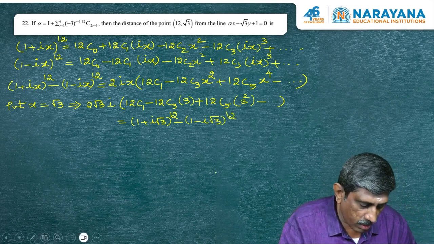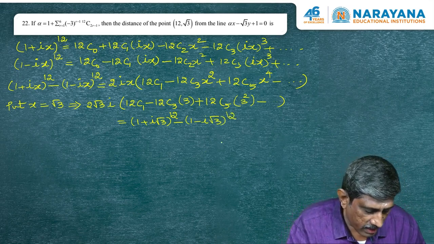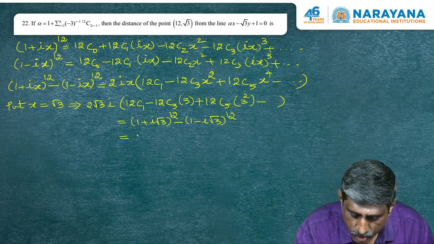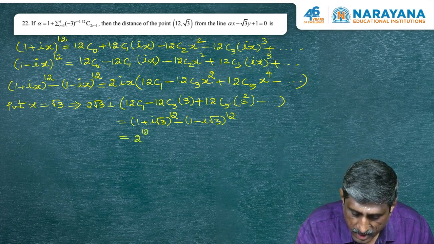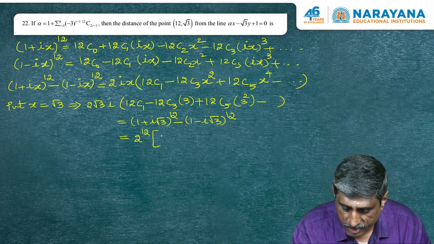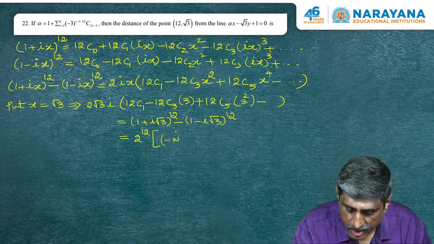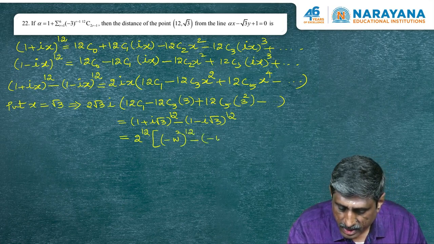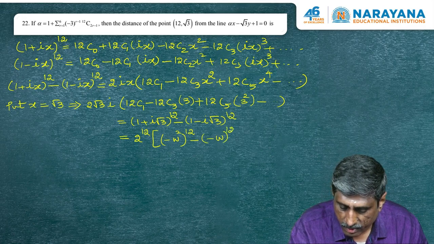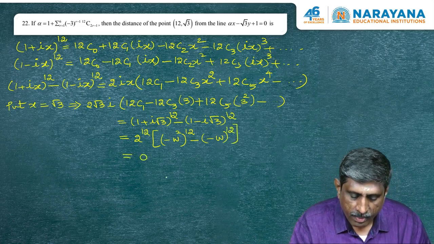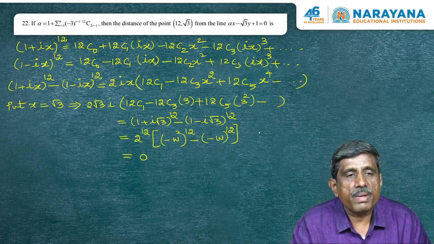1 plus i root 3 whole to the power of 12 plus 1 minus i root 3 whole to the power of 12. So, which is going to become 2 to the power of 12 into, this is minus omega square actually speaking. So, minus omega square whole to the power of 12, and here it is going to become minus of minus omega whole to the power of 12. So, we clearly understand that it is 0. Therefore, the value of the given expression is 0.